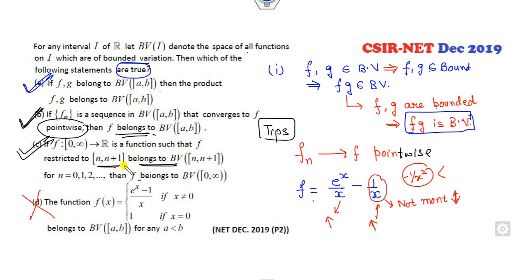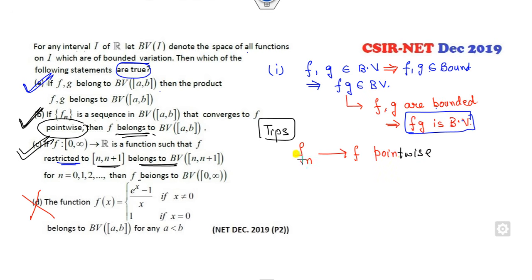I will look again at this C part, because it talks about the restriction. This is the result, that's fine. If Fn converges pointwise to f of bounded variation, then this f is my... If f is a function such that Fn restricted to this domain belongs to my bounded variation, then f also belongs to the bounded variation. I think that's a correct statement.